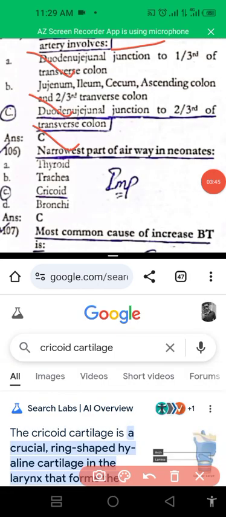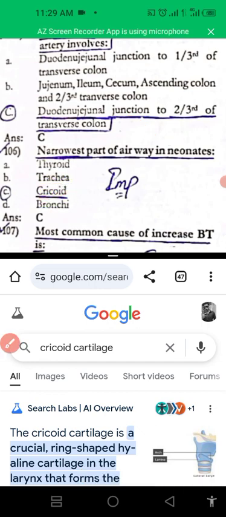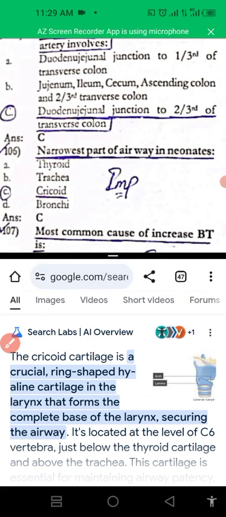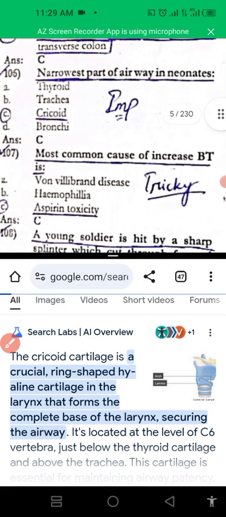Another one is that the narrowest part of the airway in neonates is the cricoid. The cricoid is a ring-shaped hyaline cartilage in the larynx which forms the complete base of the larynx and secures the airway. That is the cricoid cartilage. It is the narrowest part of the neonate airway.